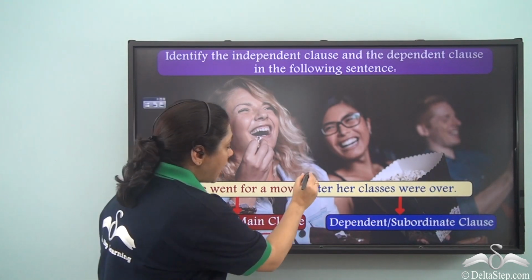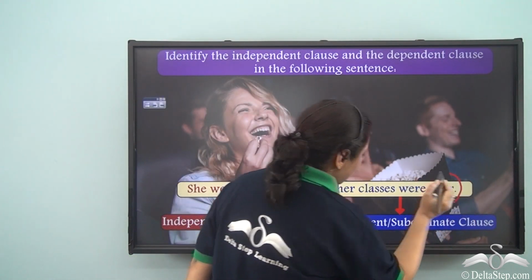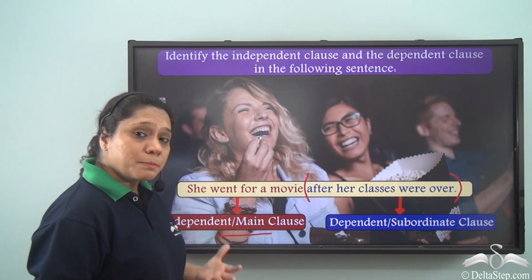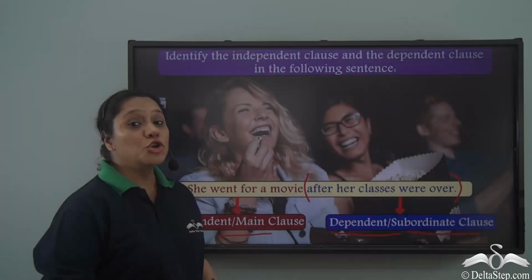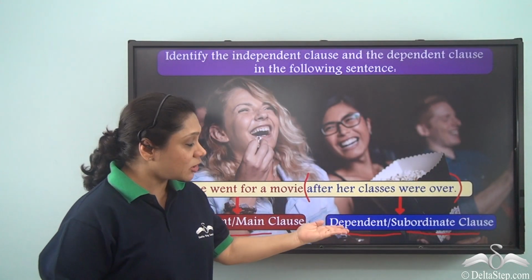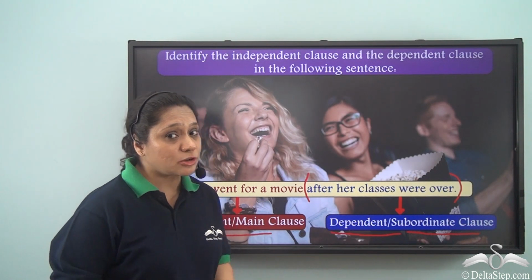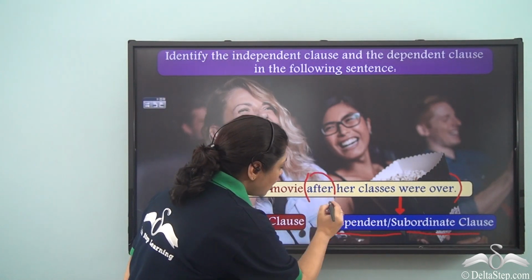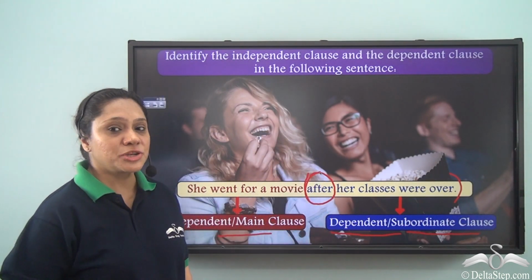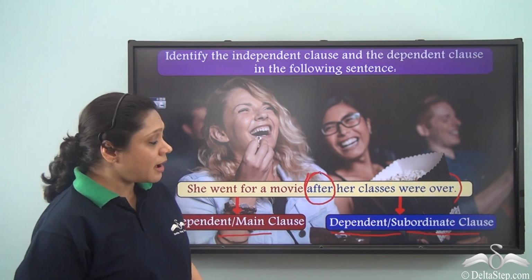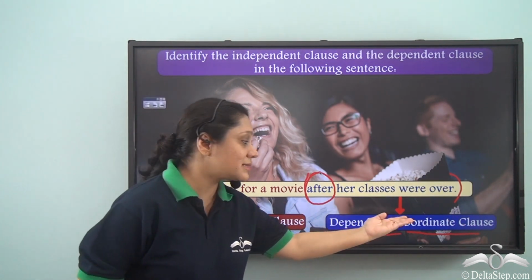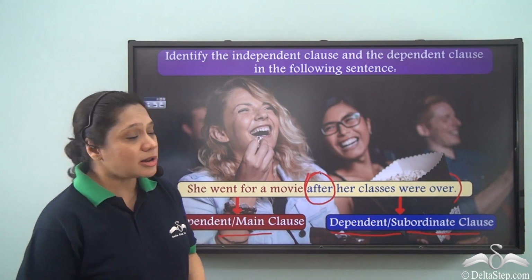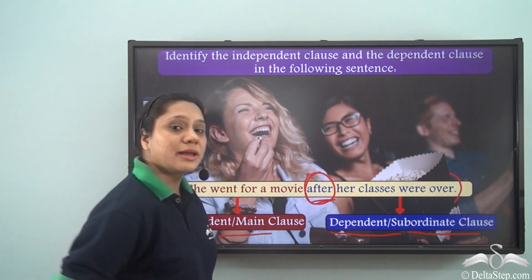And "after her classes were over" does not make complete sense on its own. You will notice that this clause, the subordinate clause, is starting with the subordinating conjunction "after." So remember that every time there is a subordinate clause, it will always start with a subordinating conjunction.